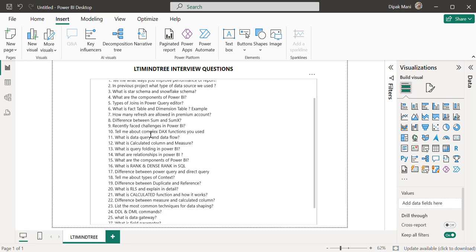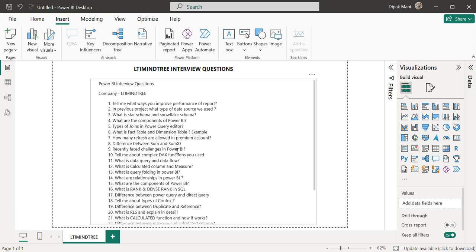You can answer this very well, because the interviewer checks whether you are actually working on a project or not. Tell me about complex DAX functions you have used. You can tell that we used filter functions or SUMMARIZE. Sometimes ALLSELECTED, ALLEXCEPT, those types of functions, and CALCULATE also. Some time intelligence functions like DATEADD, DATESBETWEEN, SAMEPERIODLASTYEAR. Those types of functions we used for the date and time of the calendar, right?